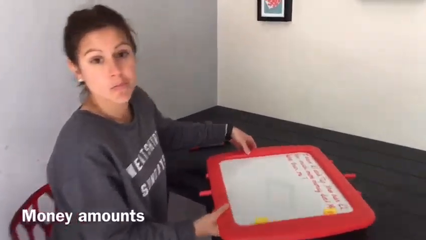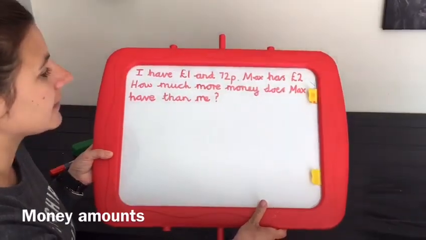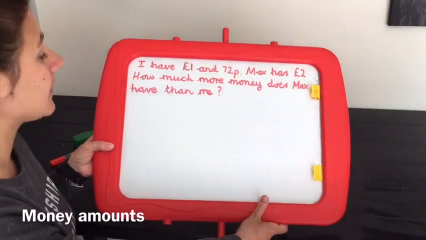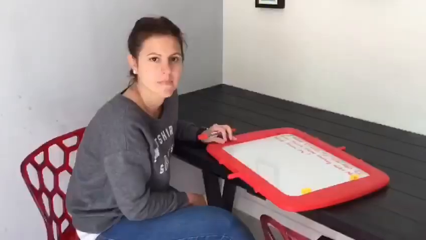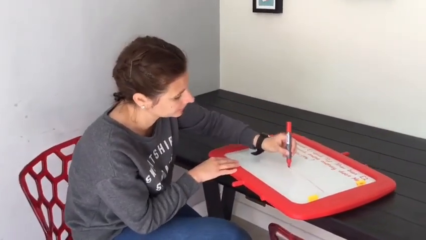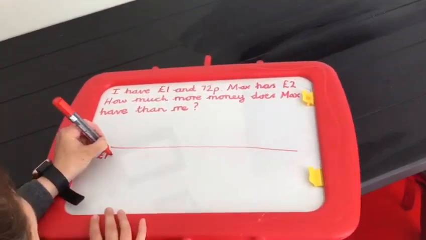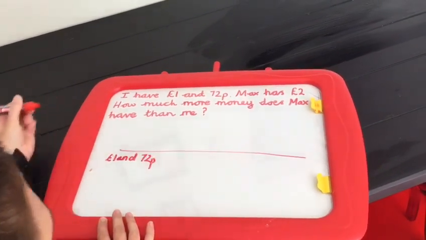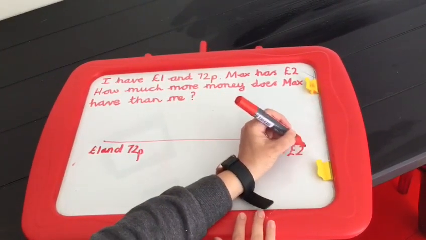So I've written a word problem and it says, I have £1.72. Max has £2. How much more money does Max have than me? Okay, so in order to work out this problem, what I need to do is draw a number line. And at the beginning of my number line, I'm going to write £1.72.